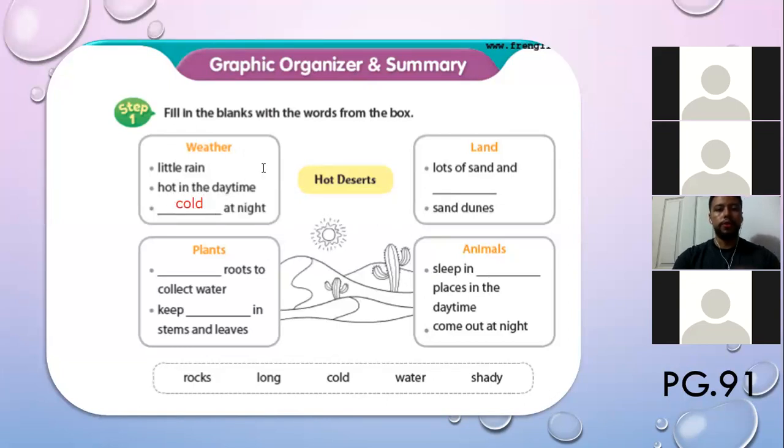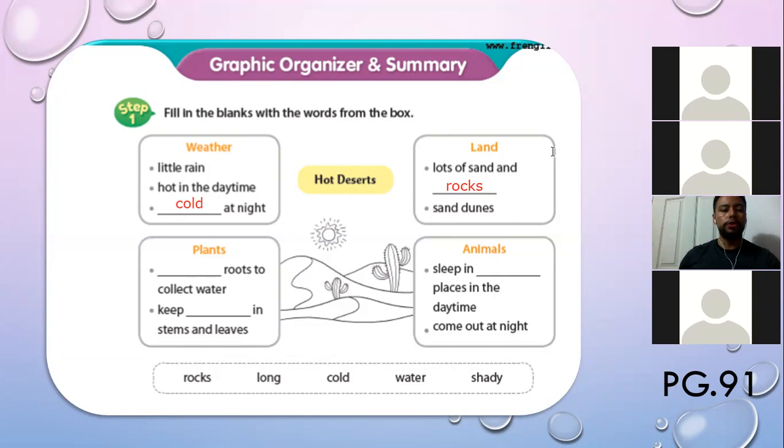Let's see. Talking about land, the other side. Land, about hot deserts as well. Lots of sand and rocks. Okay. Exactly. Very good. That's right. I'm going to write it. Rocks and sand dunes. And plants.